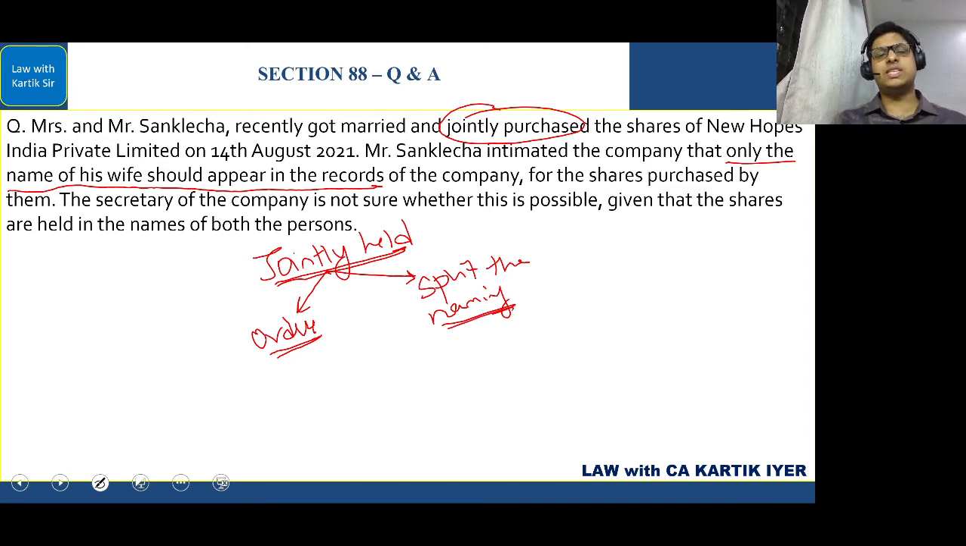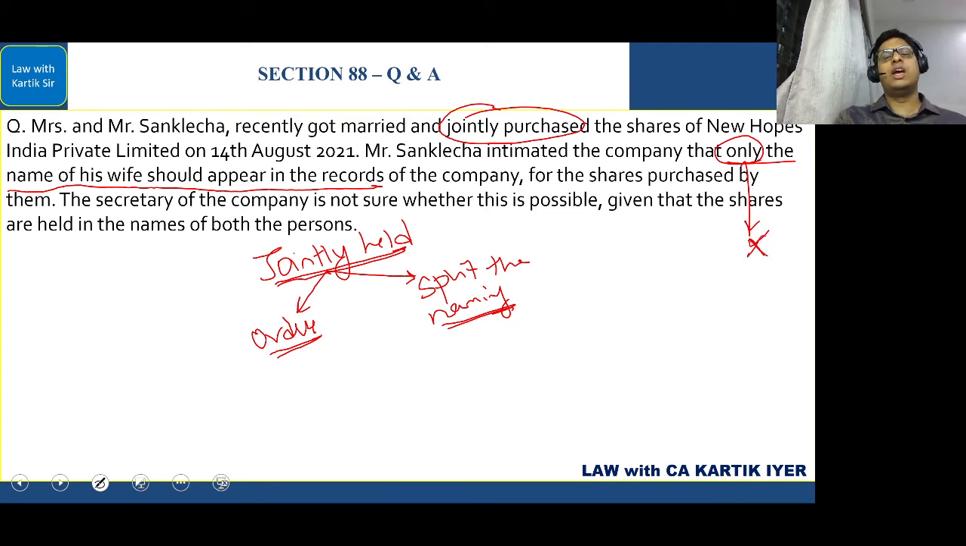As I explain this part, see what they can do: suppose they have 100 shares, so under Mrs. Sanklecha's name there can be 100 shares, and under Mr. Sanklecha's name there can be 100 shares. That is also fine. But here Mr. Sanklecha is saying that only the name of the wife should appear in the records of the company. Now this is not allowed. See, only the name of the wife, when they are saying that, no, this is not allowed.